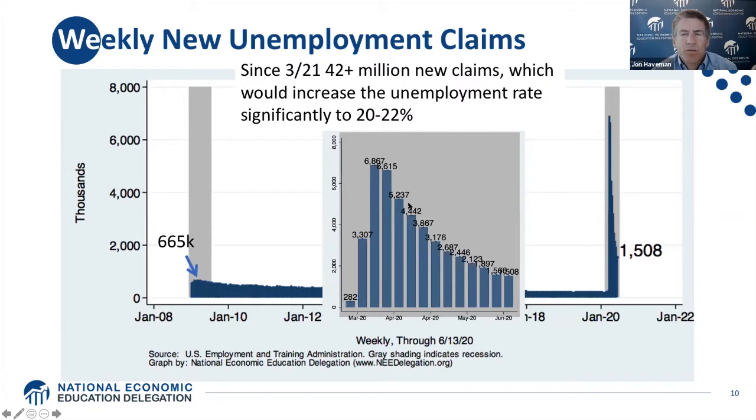I see a lot of newspaper reports that say, oh, this number is coming down, so things are getting better. That's not really true, because this is more people who have lost their jobs. Things are getting worse at a slower rate rather than getting better. And since late March, 42 plus million people have applied for unemployment insurance, which should drive the unemployment rate up to about 20 to 22%. This data was really helpful early on, but I don't think it's helpful for gauging what kind of progress we're making in terms of coming back.